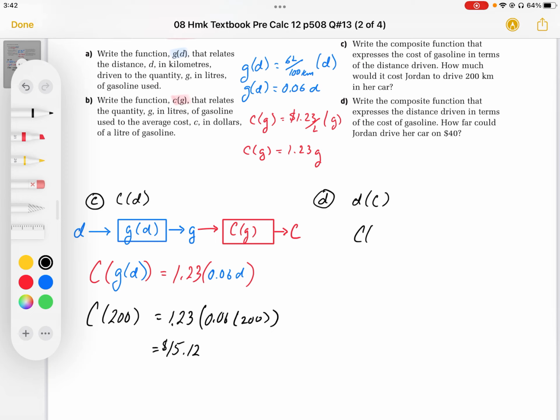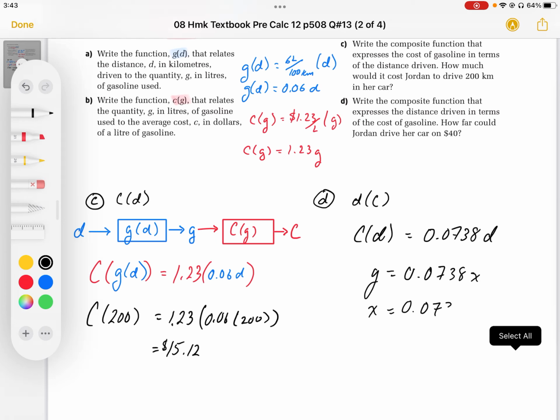Okay, so I'm just going to take my C of D, and I'm going to start with C of D equals, and I'm just going to multiply 1.23 times 0.06 to get that one factor. So it's going to be 0.0738D. And I'm just going to replace that with y and x. And I'm going to switch around the x and y, because that is now my inverse. And then to solve for the inverse, I need to solve for y. So y is equal to 1 over 0.0738x.